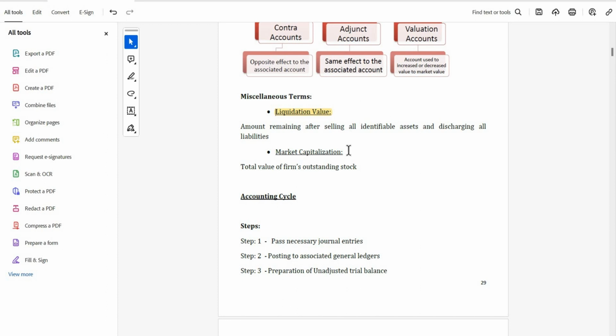What is market capitalization? Market capitalization means the total value of the firm's outstanding stock. Outstanding stock means the stock which the company is having or holding.